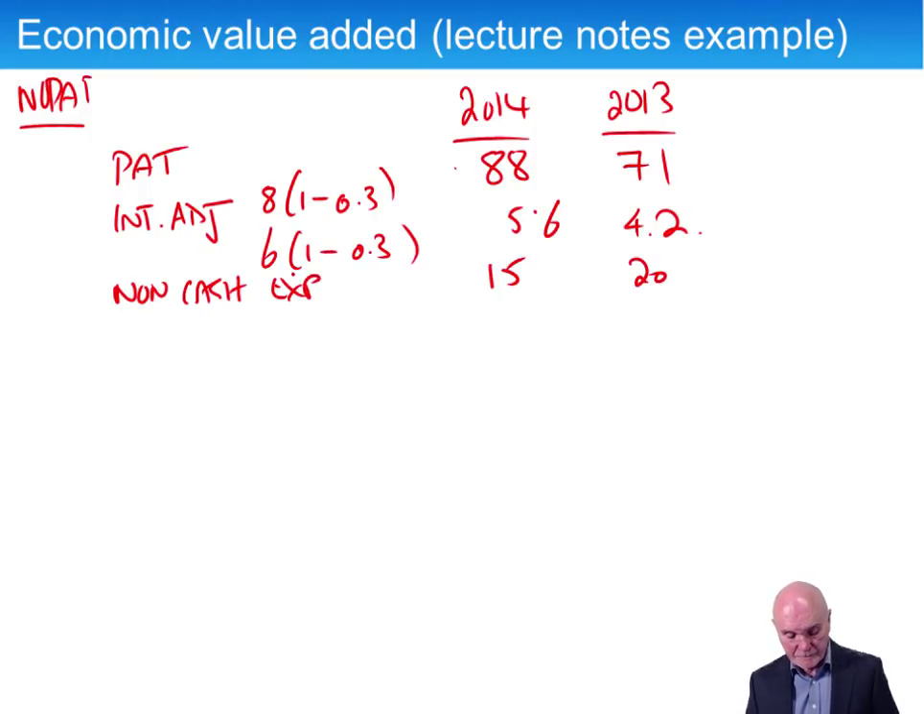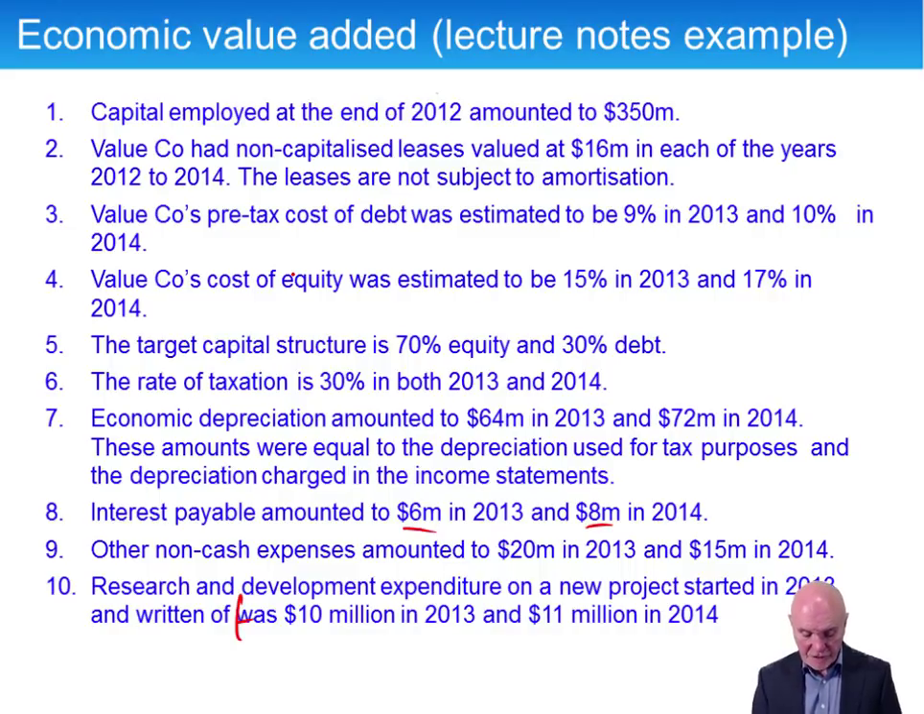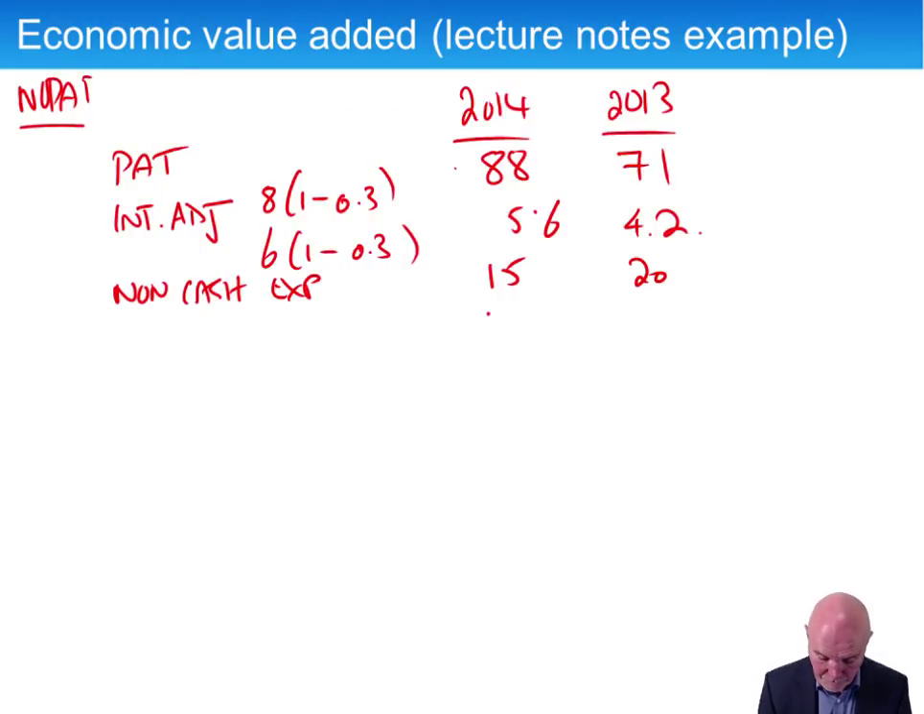Research and development. Research and development expenditure on a new project was 10 million and 11 million. So that should not have been expensed in 2014 and 2013. So there's going to be 11 million and 10 million. Research and development.